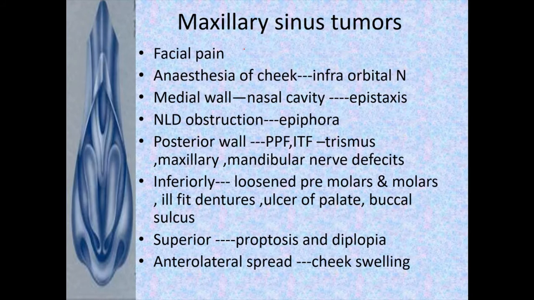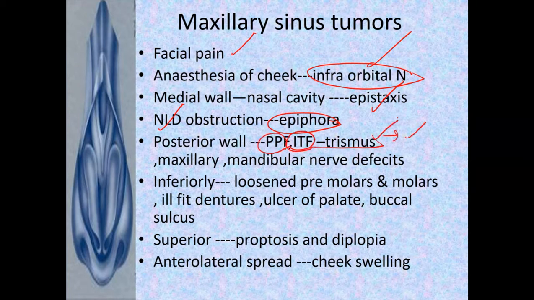Facial pain. The maxillary sinus presents with facial pain, and anesthesia of the cheek because of the infraorbital nerve. Medial wall involvement leads to epistaxis, and epiphora because of nasolacrimal duct involvement. Posterior wall involvement leads to the pterygopalatine fossa, infratemporal fossa, and trismus because the muscles of mastication are involved. Maxillary and mandibular nerve deficits can be there. Inferiorly, there are loose molars and premolars. Teeth can be loose, with ill-fitting dentures, and ulcers of the palate and the buccal sulcus.